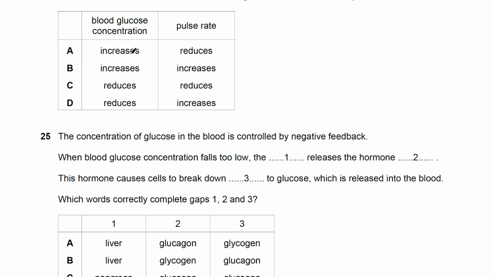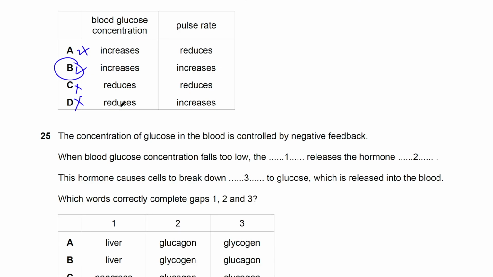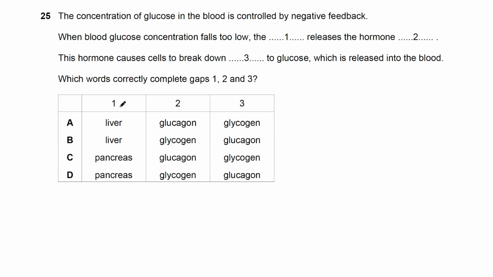So let's search for that. Blood glucose must increase. I will just focus on A and B, and I'll cancel C and D. Increase, and the pulse rate also increases. So only B is right. That means A here is wrong because the pulse rate will not reduce. So the right answer here is B.